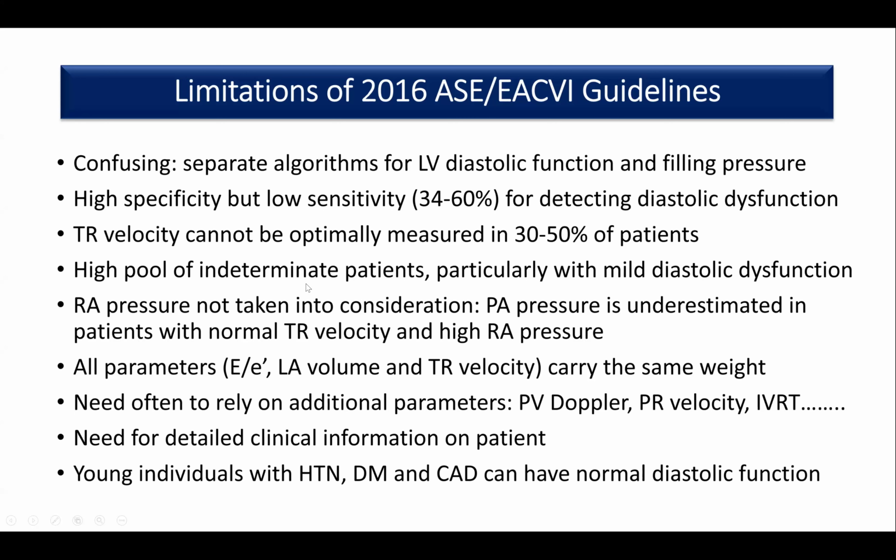As I showed you initially, you cannot determine this patient's diastolic function. And the second algorithm told us the LA pressure is normal. So there's a high pool of indeterminate patients, particularly in those who have early stage or mild diastolic dysfunction. Again, we don't take into account the right atrial pressure. As you saw in the case I just presented, pulmonary artery pressure can be underestimated in patients who have normal TR velocity and high RA pressure.